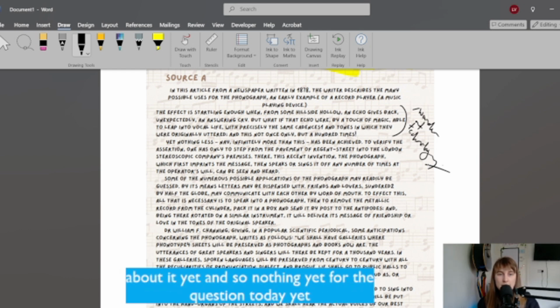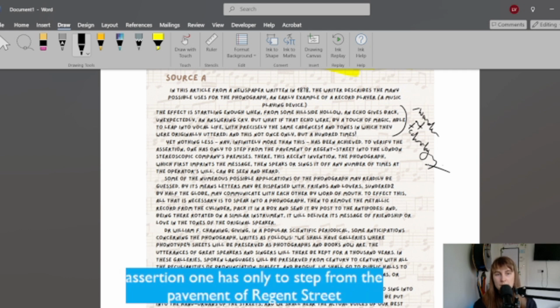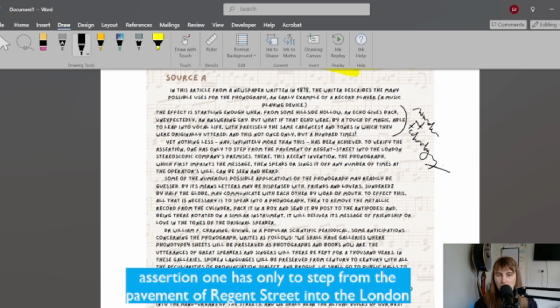Yet nothing less, nay, infinitely more than this, has been achieved. To verify the assertion, one has only to step from the pavement of Regent Street into the London Stereoscopic Company's premises.